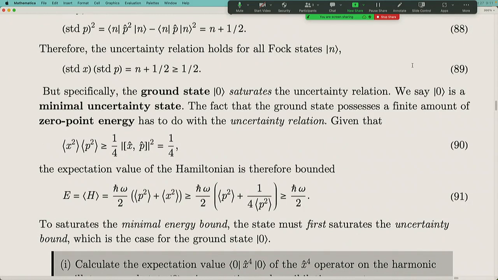But given this result, you can also see that when n equals 0, a very special case happens. That means this inequality becomes an equality if and only if this particle number n is 0. So only the ground state saturates the uncertainty relation. We say that the ground state is a minimum uncertainty state. The fact that the ground state still has a finite amount of zero-point energy actually has to do with this uncertainty relation. The argument is as follows.